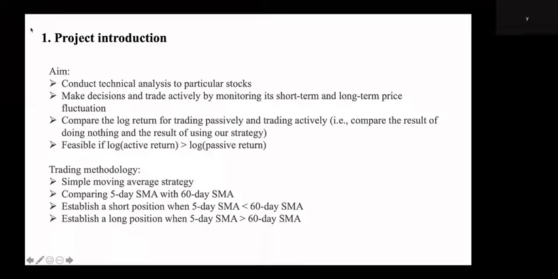Hence, if the 5-day moving average is higher than the 60-day moving average, it is a bullish sign and we will establish a long position by buying all stocks. Vice versa, if the 5-day moving average is lower than the 60-day moving average, it is a bearish sign and we will establish a short position by selling all stock.